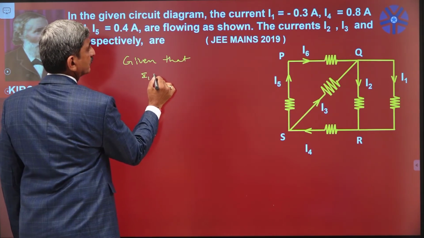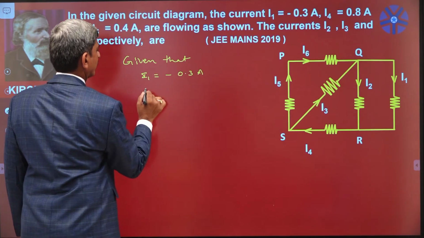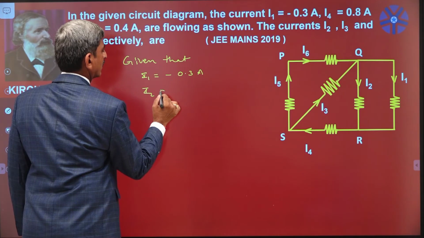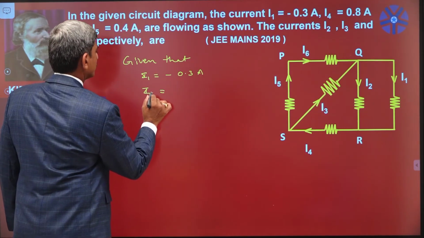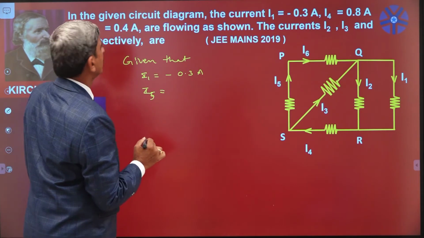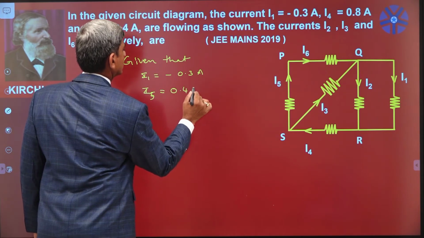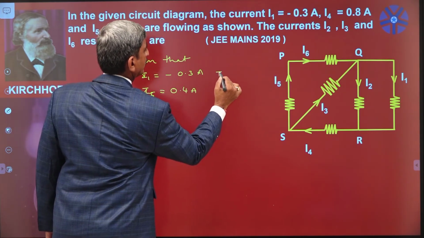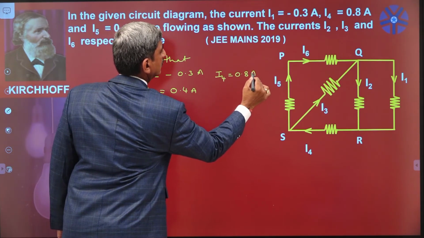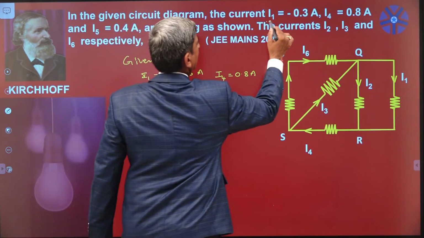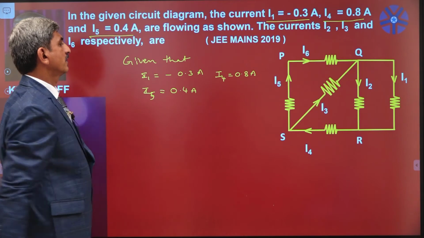I1 is equal to minus 0.3 amperes. I2 is equal to not given. I5 is given. I5 is equal to 0.4 amperes and I4 is equal to 0.8 amperes. I1 is given, I4 is given and I5 is given.